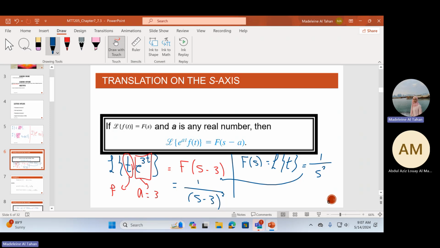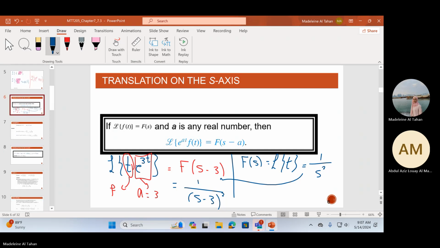This one we call a translation theorem or translation formula 1. We'll still have the other translation formula.